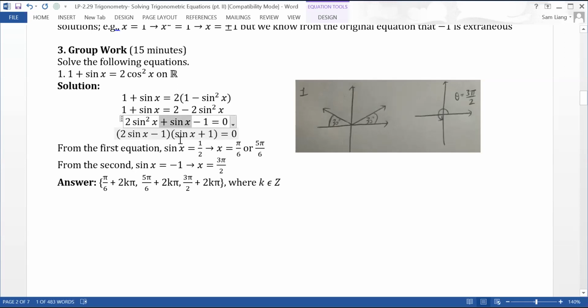That equals 0. From the first factor, you get sine x is 1/2, so your two angles are going to be pi over 6 and 5 pi over 6, or 30 degrees and 150 degrees. From the second equation, you get sine x is -1, and as you see from the diagram, that's 3 pi over 2 here, right, 270 degrees? That'll be the only solution between 0 and 360. Okay, and then at this point, all you have to do is add 2k pi to each of these solutions, where k is an element of Z.